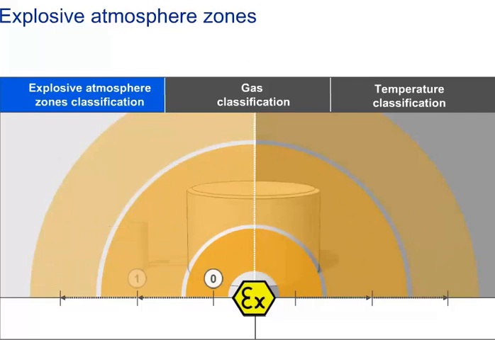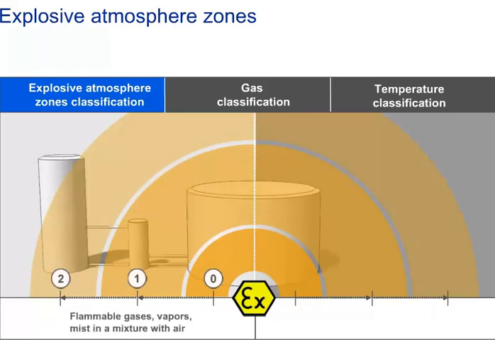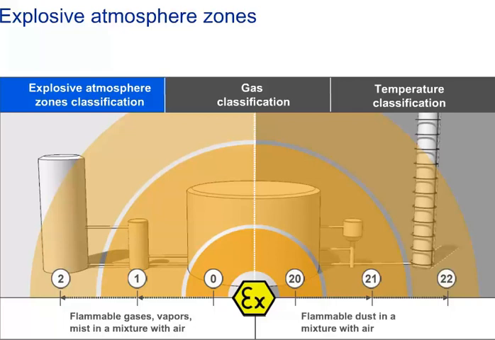There are different zones: 0, 1 and 2 for areas where gas, vapor or mist mixtures can develop, and zones 20, 21 and 22 for flammable dusts. A hazardous explosive atmosphere can occur in the zones as follows. In Zone 0, continuously, frequently and over long periods. In Zone 1, under normal conditions but only occasionally. In Zone 2, seldom, for short periods and under fault conditions.